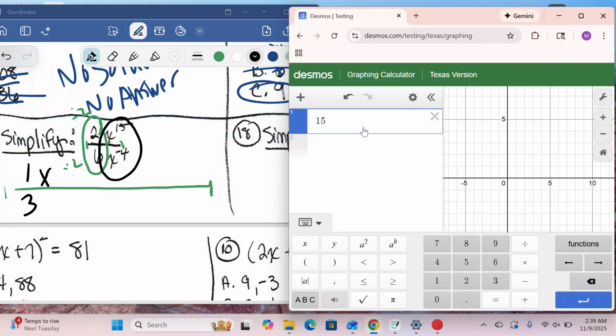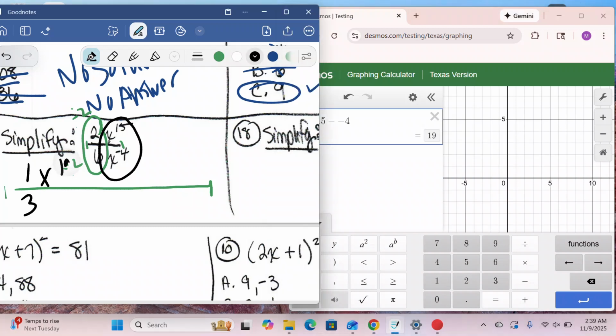I do 15 minus negative 4, and that gives me a positive 19. I do not have a negative, so that is my answer right there. So my simplified format is 1/3 x to the 19th power.